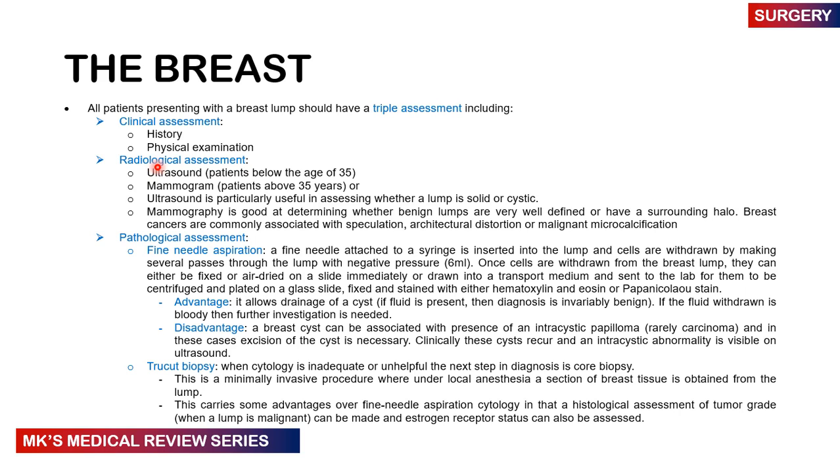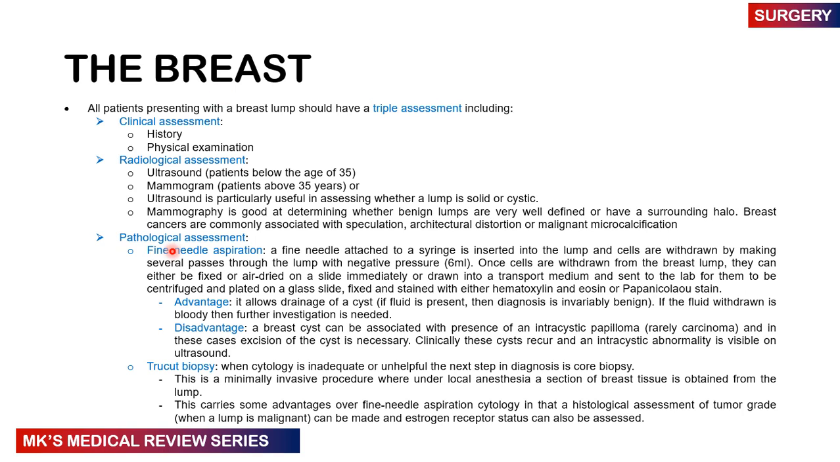And remember that ultrasound is particularly useful in patients that have lumps. It can actually help you determine whether this is a solid lump or a cyst. And remember that mammogram is good at determining whether you have a benign lump, which is very well defined and sometimes may have a surrounding halo, or malignant pathologies, which may show spiculations, architectural distortions, and even malignant microcalcifications. That's your radiological assessment, imaging pretty much.